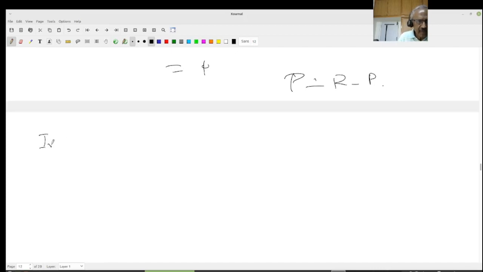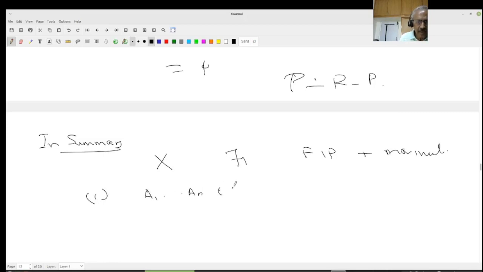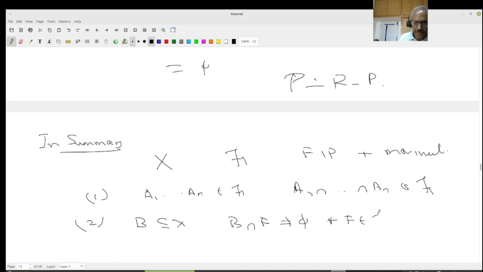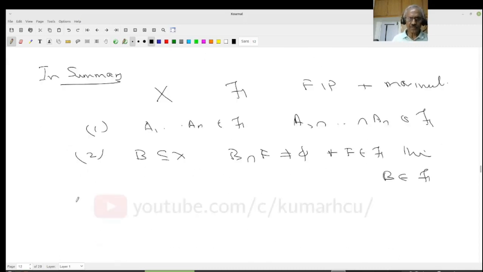So in summary, let me put it in a slightly different way. X is a set, F is a FIP family with the maximality. Then what did I do? The first thing is I will prove the second one. If A1, A2, ..., AN are in F, then A1 intersection A2 intersection ... intersection AN is in F. And two, if B is a subset of X such that B intersection F is not empty for all F in script F, then B is in F. This I made as 1, this as 2, now I am changing. Please make sure this is what we did.